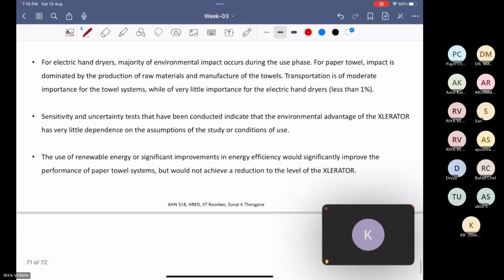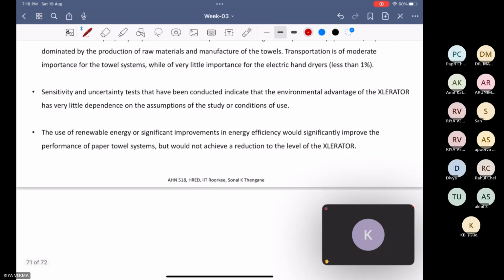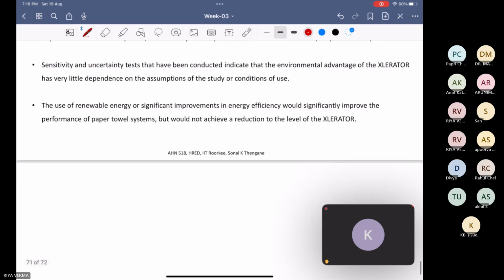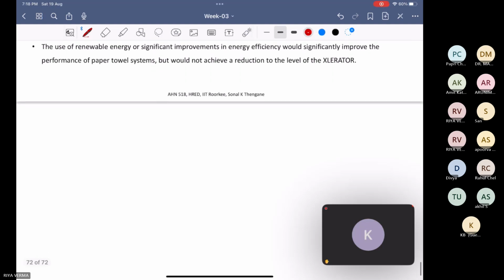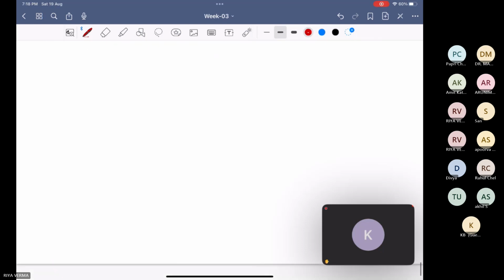And sensitivity and uncertainty tests that have been conducted indicate that the environmental advantage of the accelerator has very little dependence on the assumptions of the study or conditions of use. The use of renewable energy or significant improvements in energy efficiency would significantly improve the performance of paper towel systems, but would not achieve a reduction to the level of the accelerator.